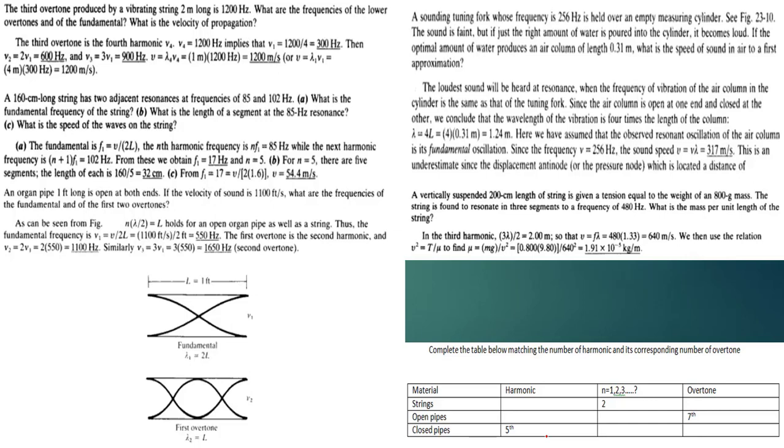Those which are odd we call odd harmonics, those which are even we call even harmonics. So we know for a closed pipe there are no even harmonics, all harmonics are odd, while open pipes and strings give both odd and even harmonics. So for instance, we solve this question.